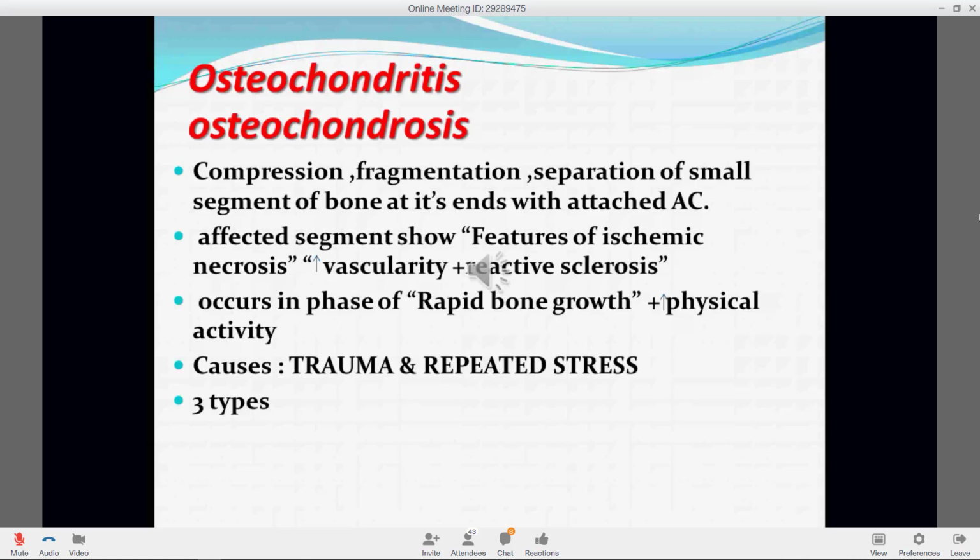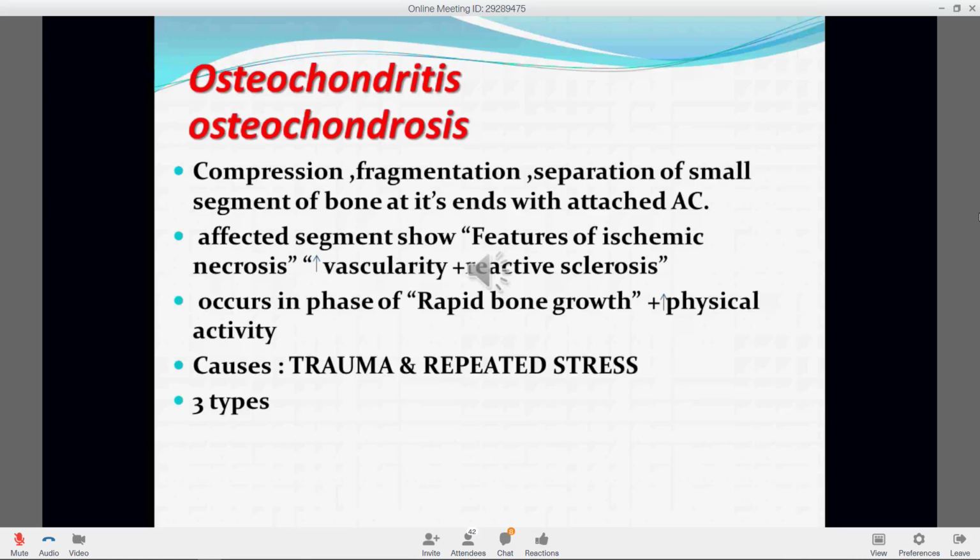Osteochondritis or osteochondrosis is a group of conditions that share the following criteria: compression, fragmentation, and separation of a small segment of bone at its ends with attached articular cartilage. The affected segment will show features of ischemic necrosis, that is increased vascularity and reactive sclerosis. This occurs in the face of rapid bone growth and increased physical activity in adolescents.